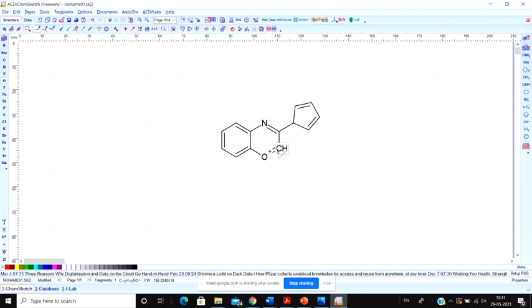Now suppose I want to destroy this particular bond. If I click it, see the bond has been reduced to a single bond and the plus charge has vanished, because now I am maintaining the valency properly. And that is how you can also edit the bond.